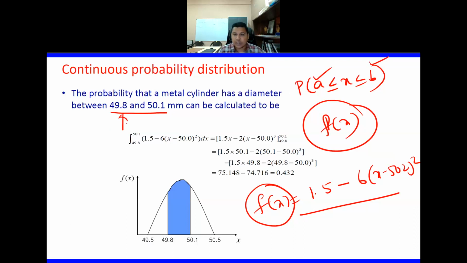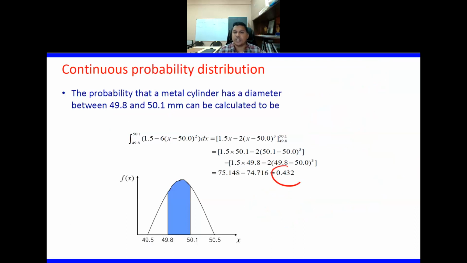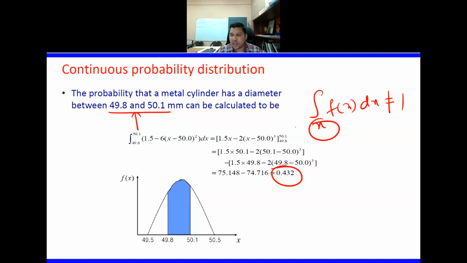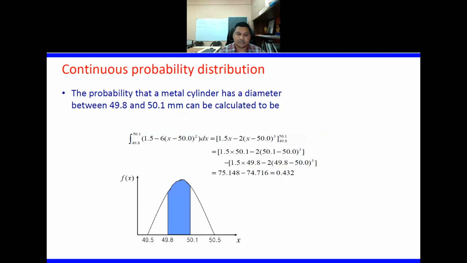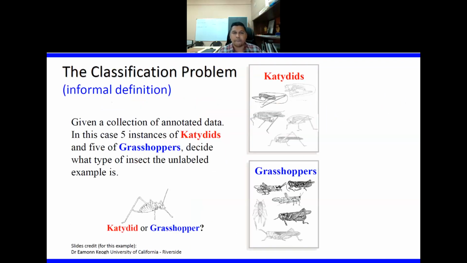For this, you try to verify and see, we get the values 0.432. Integration of f of x dx is not equal to 1. If it is not equal to 1, it means this x is a continuous random variable taking a range of values between 49.8 and 50.1. So this function f of x is not a continuous probability distribution function. That's why it is failing.